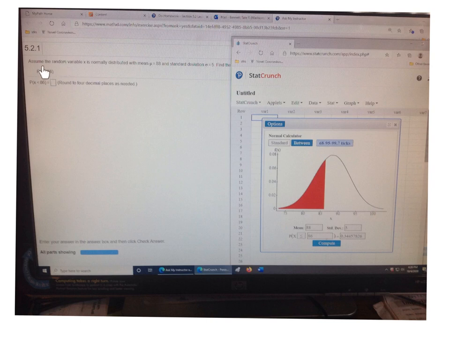You want to assume you got a random variable where x is normally distributed with a mean of 88 and standard deviation of 5. Find P(x < 86). Well, you have two options here.